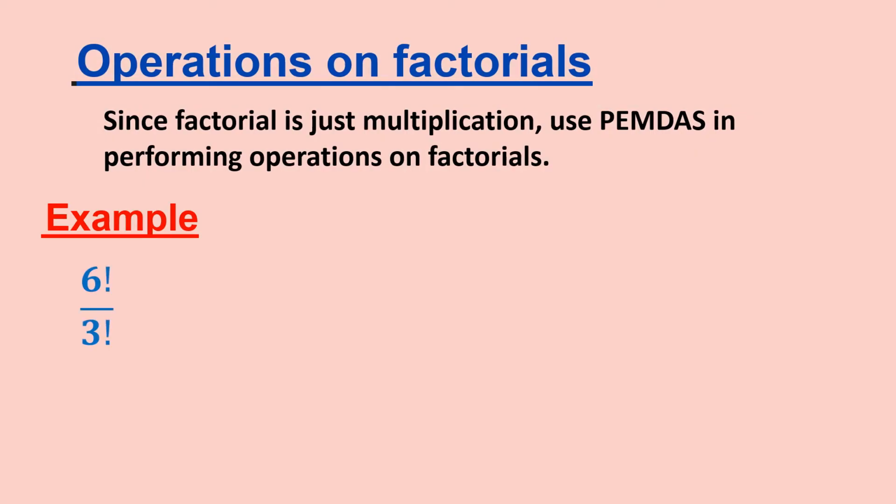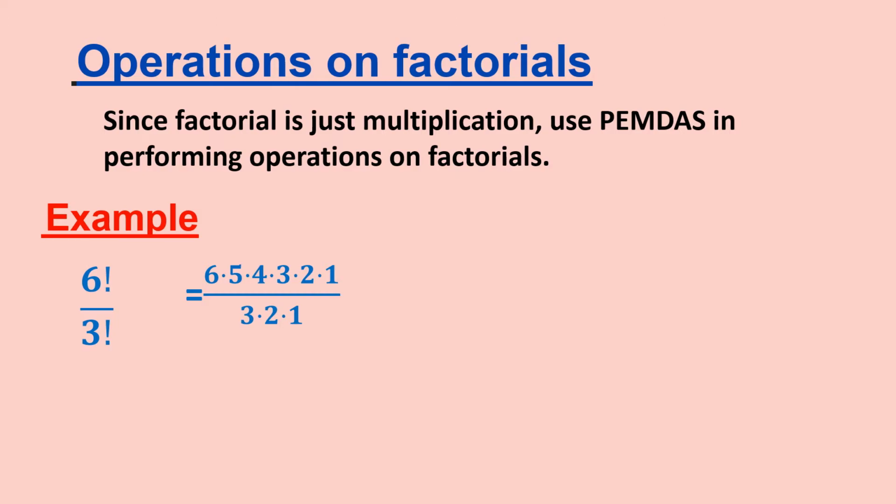Okay, let's have another example. Let's say you have 6 factorial over 3 factorial. So you are dividing your factorials. You can have the value of 6 factorial, which is 720, divided by the value of 3 factorial, which is 6, and that will give you 120. Or you can expand 6 factorial as 6 times 5 times 4 times 3 times 2 times 1 over 3 times 2 times 1, which is the expanded form of 3 factorial.